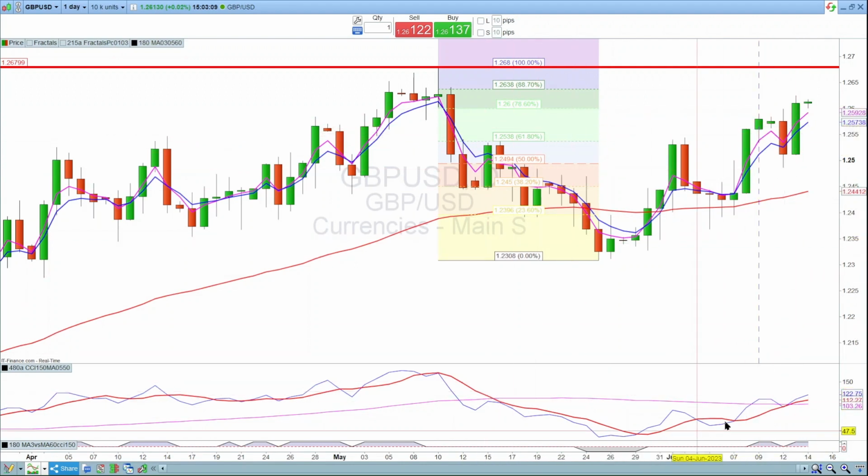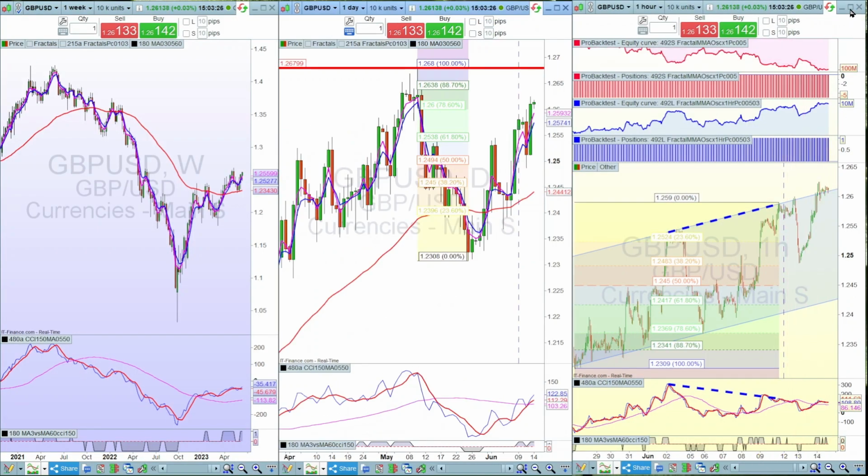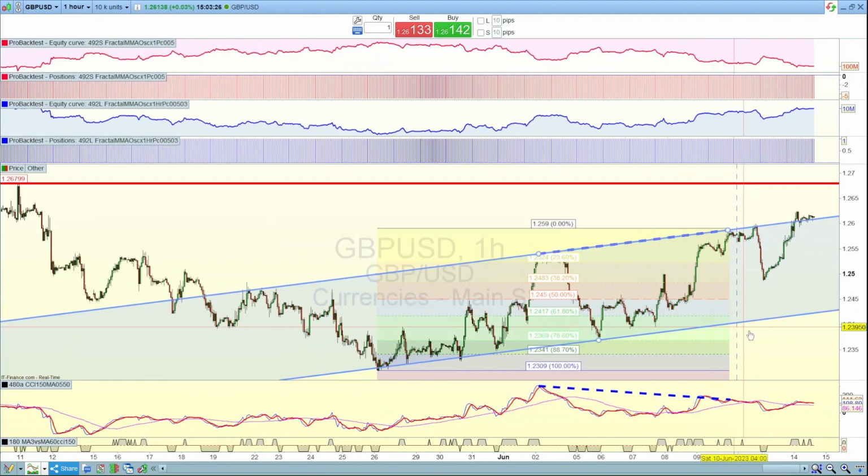There's no divergence on the CCI compared to the price chart. It's all tracking according to the price, so there's nothing to see there apart from that 61% break to the upside. However, on the hourly, there's a couple of things happening here.